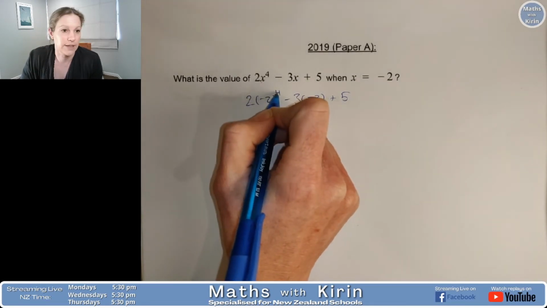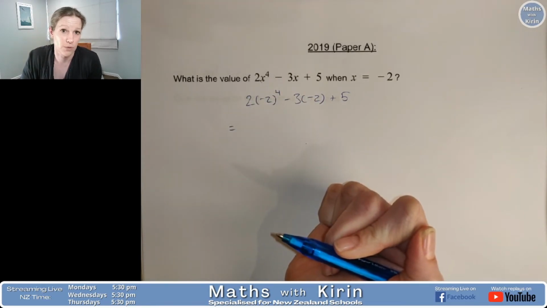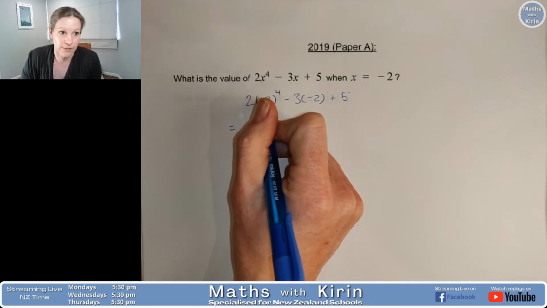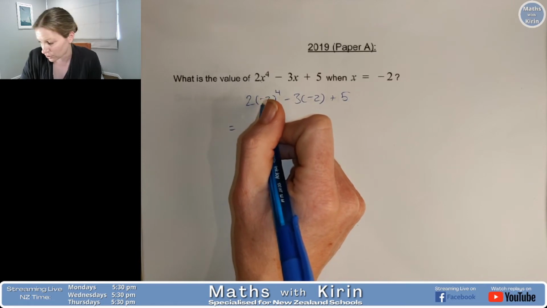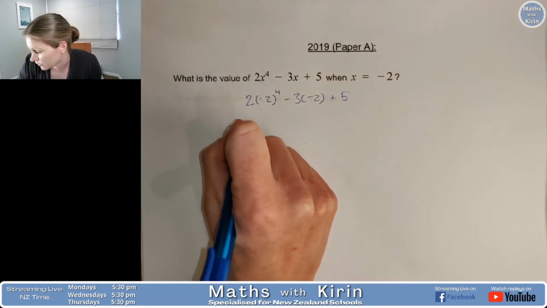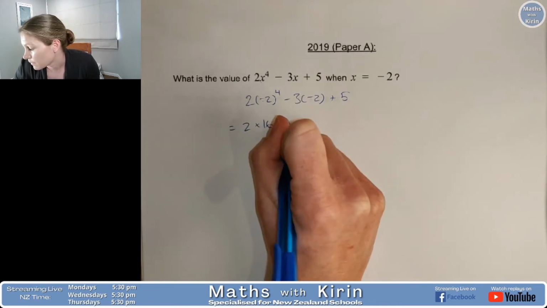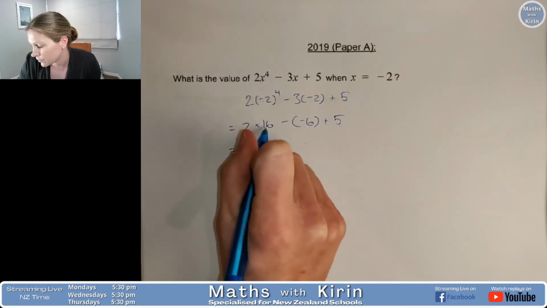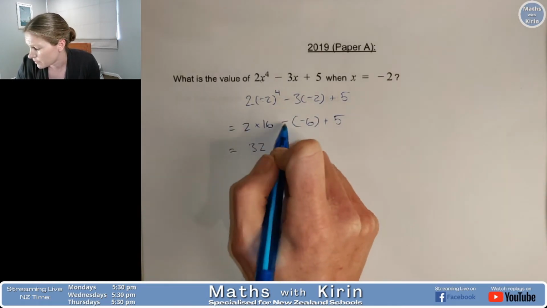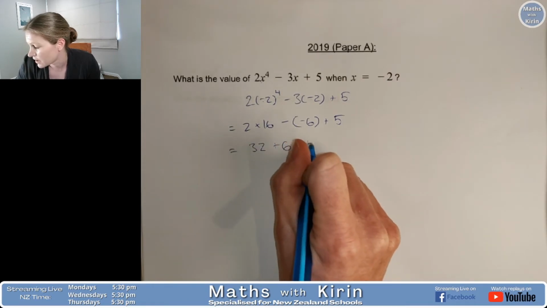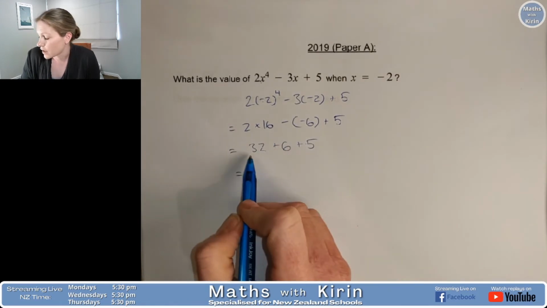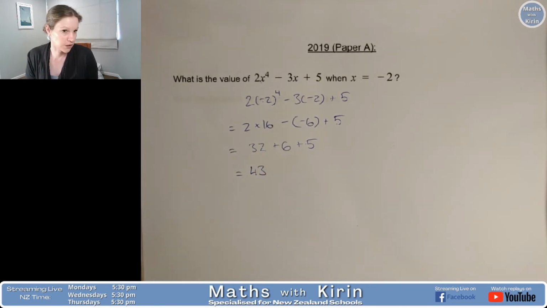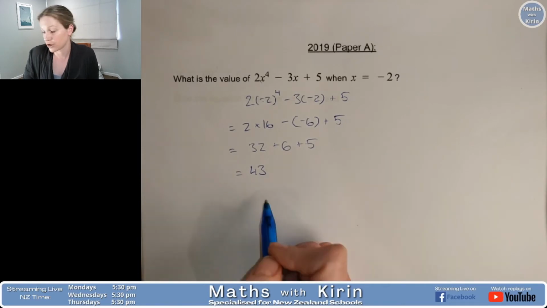Remember, we raise our negative 2 to the power of 4 first, so negative 2 times negative 2, negative 2 times negative 2 would give you positive 16. So we've got 2 times 16 minus 3 times negative 2, which is negative 6, plus 5. 2 times 16 is 32. Minus negative 6 means we're adding 6. Then we are adding 5, so 32 plus 6 plus 5 will give us 43 as the final solution. For this question, it's an achieved question only.